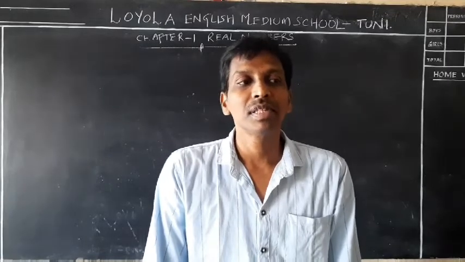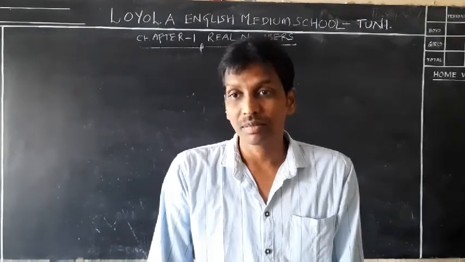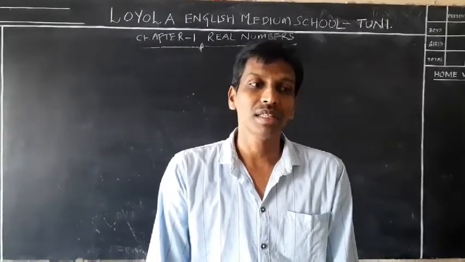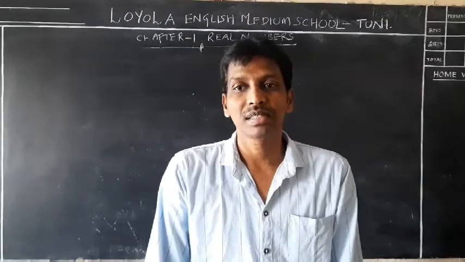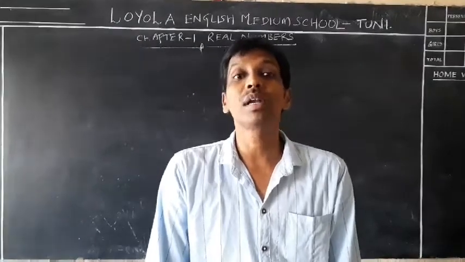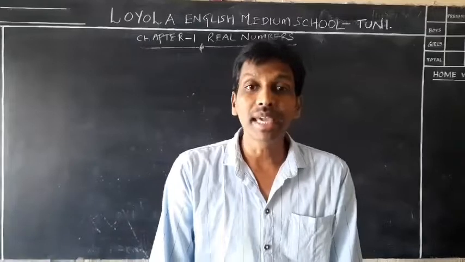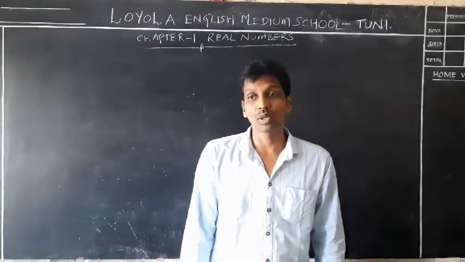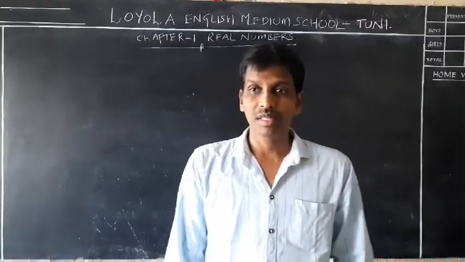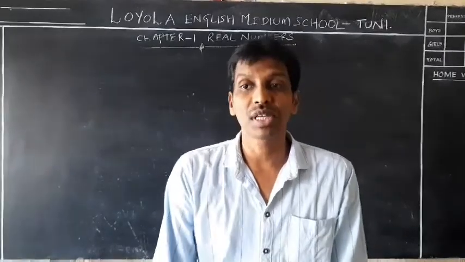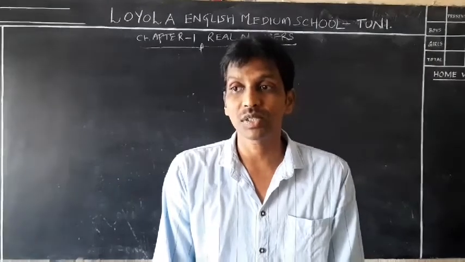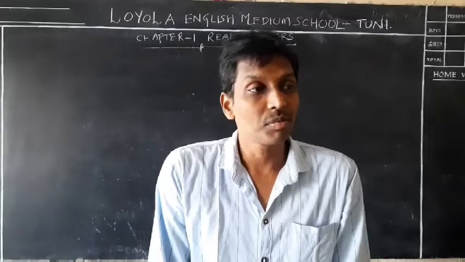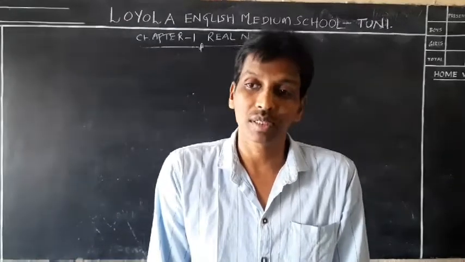And then Euclid's division lemma: given two positive numbers a and b, there exists a unique pair of integers q and r satisfying a = bq + r, where 0 ≤ r < b. And applications of Euclid's division lemma, that is, we discussed yesterday two sums based on Euclid's division lemma. And we gave some problems also to do as homework.